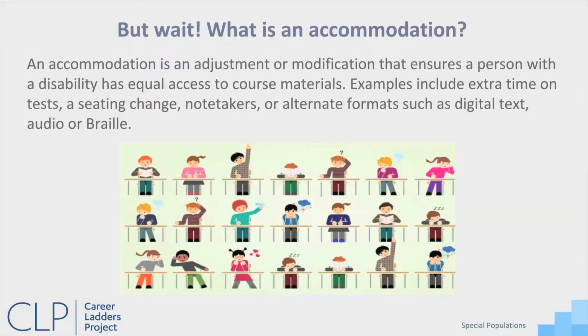Okay, here are your accommodations. Extra time on tests, seating change, like if they need to sit closer to see something or hear something. Note takers, alternate forms such as digital text, like if they need Kurzweil to have a book read aloud for them while they're reading it, and audio or braille.